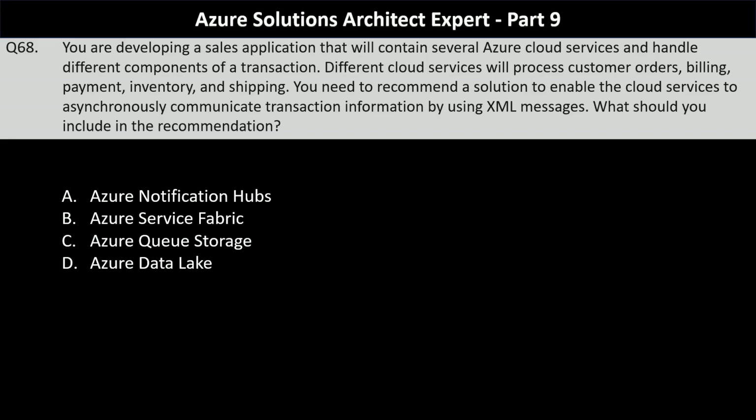Your options are Azure Notification Hubs, Azure Service Fabric, Azure Queue Storage, Azure Data Lake. Folks, the most suitable option for enabling asynchronous communication between the given services is Azure Queue Storage. Azure Queue Storage allows decoupled services to communicate asynchronously by using a message-based architecture, and it supports plain text messages, including XML formatted messages, making it suitable for this use case.